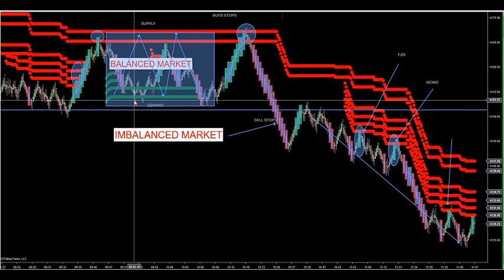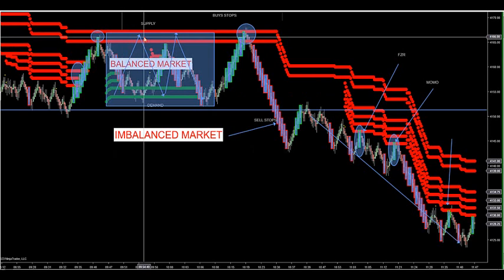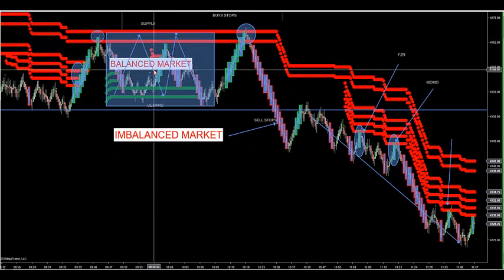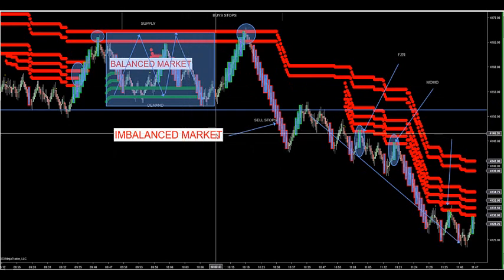The only way, in my opinion, and how I educate traders, that you can make money in a balanced or chop market is you buy the low and you sell the high. You cannot look for any trend trades. It's a balanced market. However, once you get to an imbalanced market, the FCR and Momo trades are killer trades.